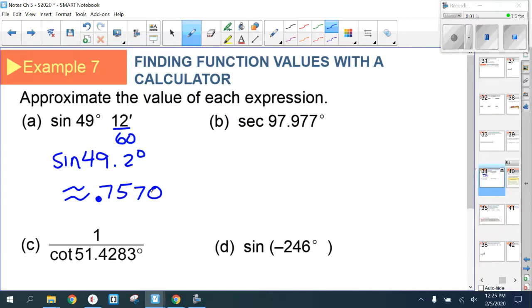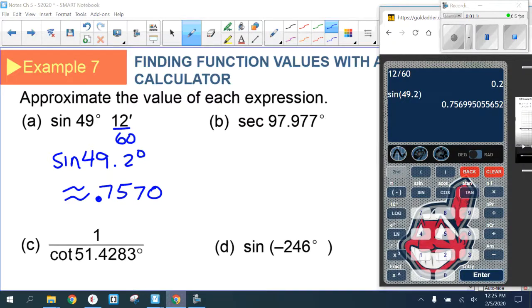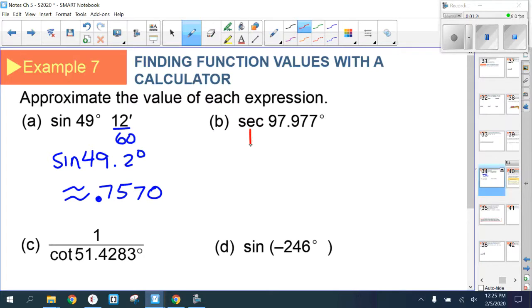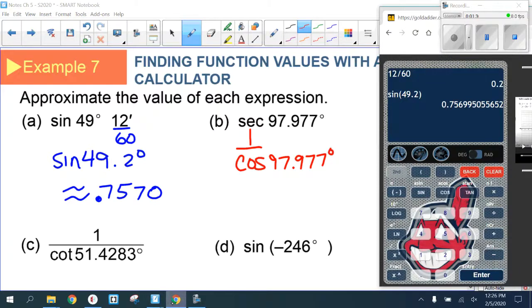Now, secant, you're going to notice you don't have a secant button on your calculator. So you have to remember the fact that secant is the reciprocal of cosine. So what I'm going to do is I'm just going to change this problem to 1 over cosine 97.977 degrees and type it in like that. 1 over cosine 97.977, negative 7.2059.